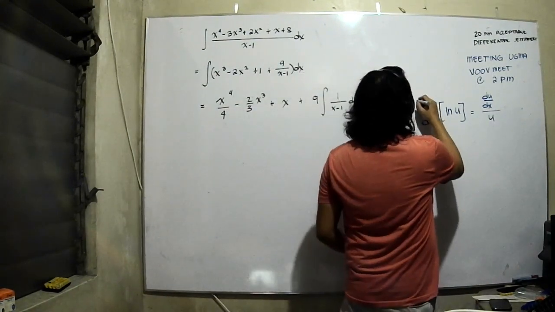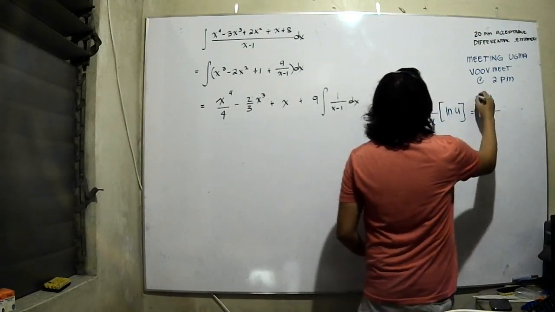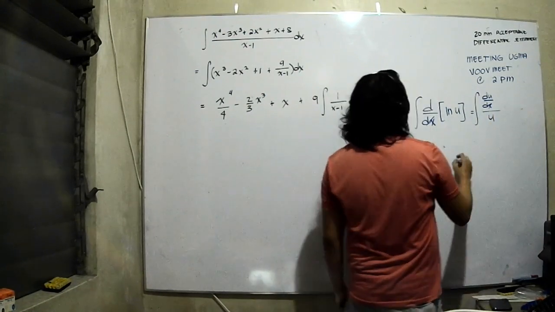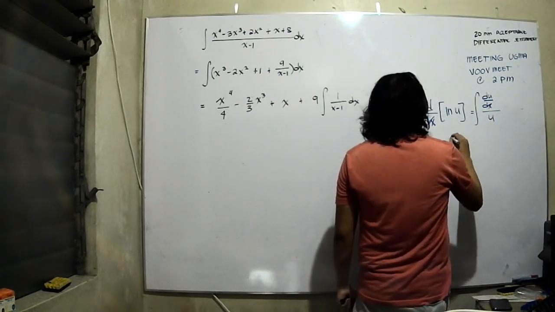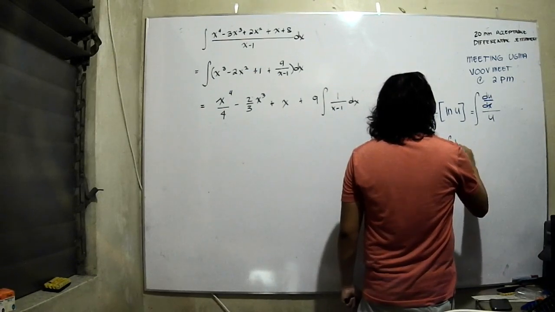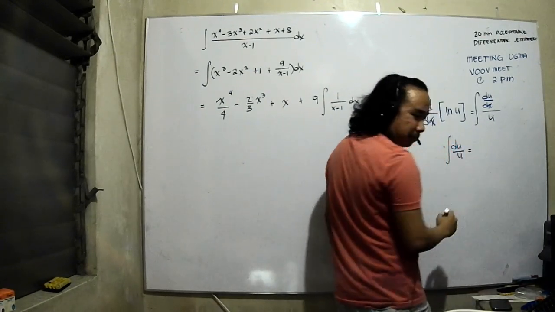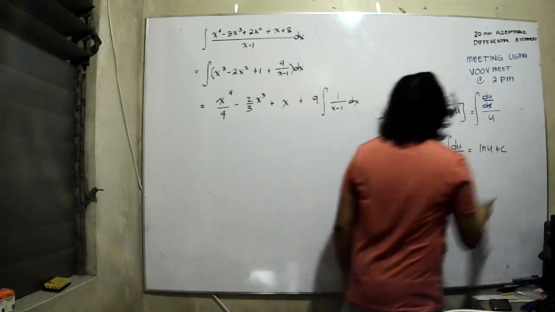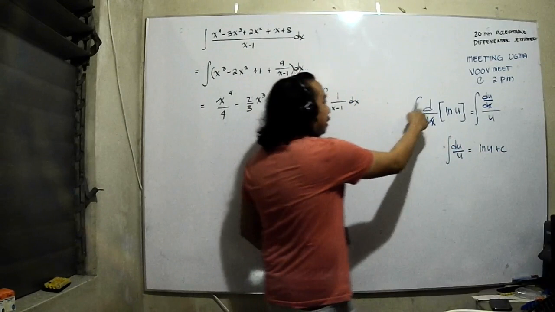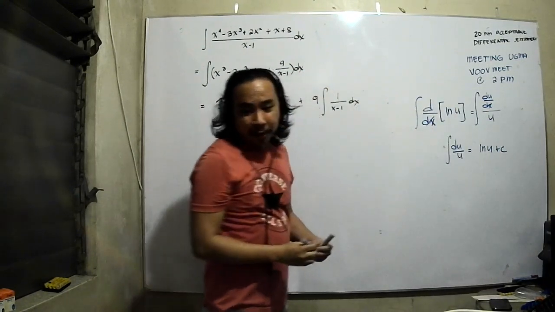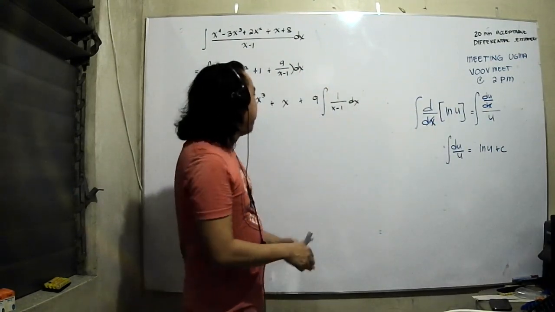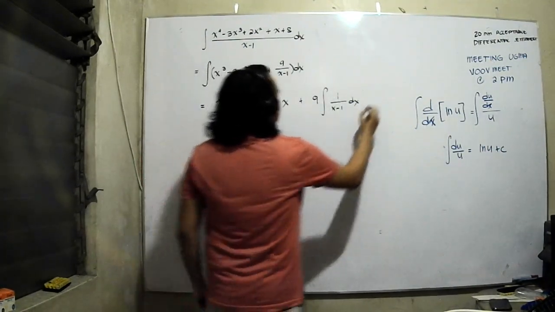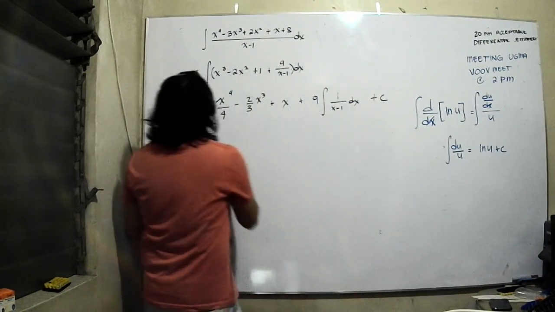Now, if I integrate this, the dx cancels out. I will have the integral of du over u equal to ln u plus c. With integrals like these, the differentials cancel out. So we got this on the spot. Now I bring back the plus c, for respect.